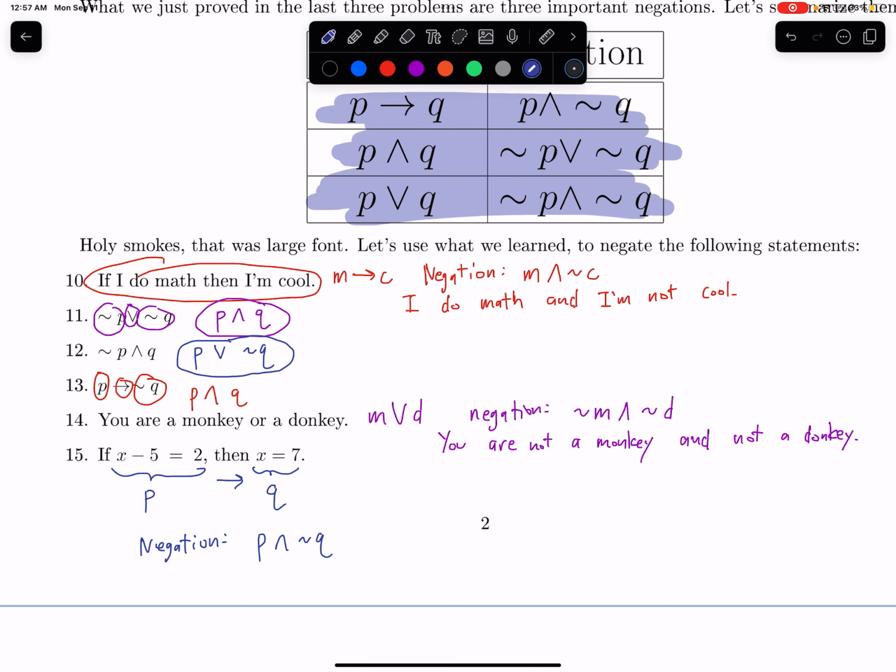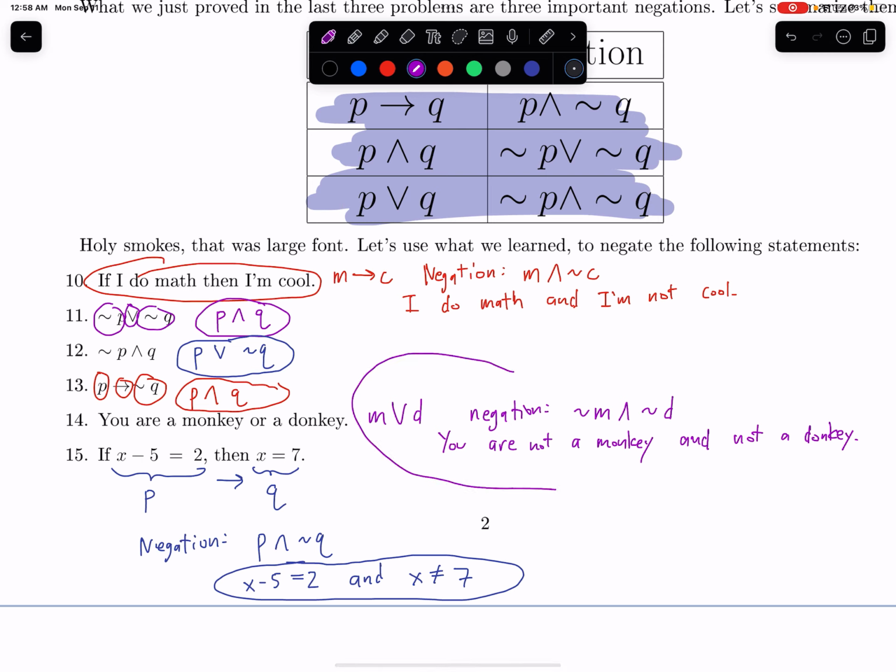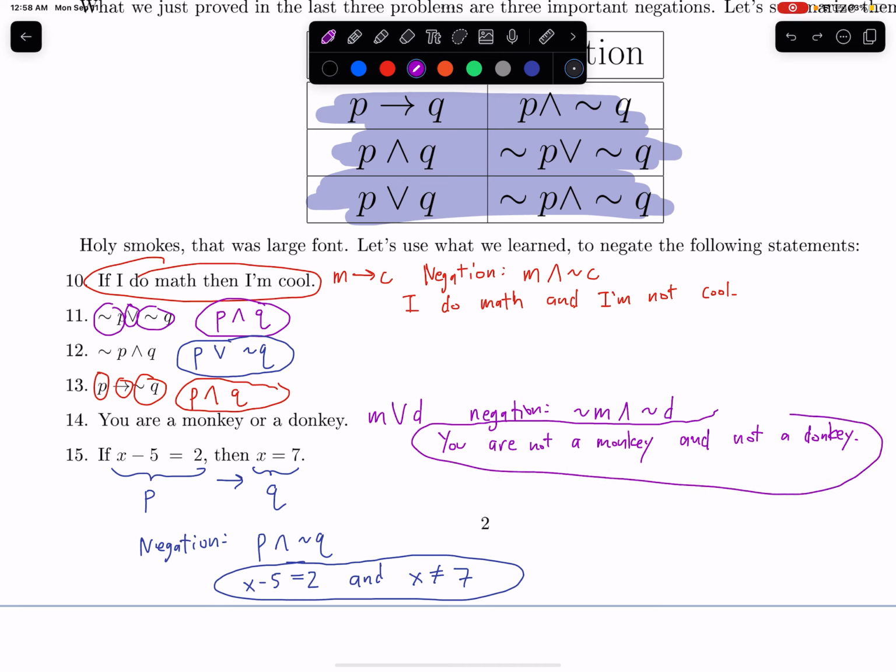And then lastly, let's translate this back into the language that it was given in. So originally it was given in sort of this math equation language, right? So how would I translate P and not Q? I would say x minus 5 is equal to 2. And x is not equal to 7. That's the negation Q, right? So that would be the negation right there. And just like that, guys, we are finished. Forgot to circle the answers here. Oh, I'm sorry. Actually, the actual answer was just this English part here. And same for this question.